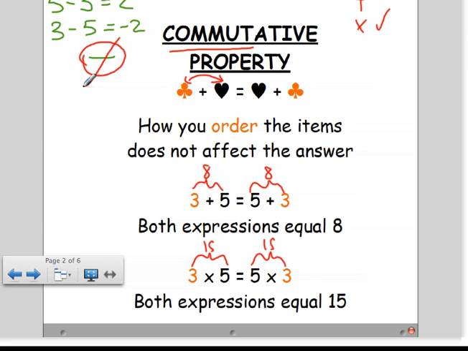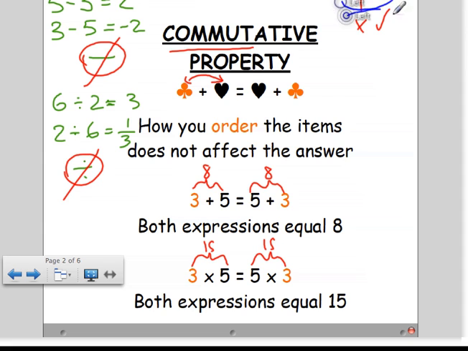If I try this with division, so for example 6 divided by 2, that equals 3. If I change the order of the expression and try 2 divided by 6, well, that's less than 1 whole. That's going to simplify to 1/3. So the commutative property also does not work for division. It only works for addition and for multiplication.